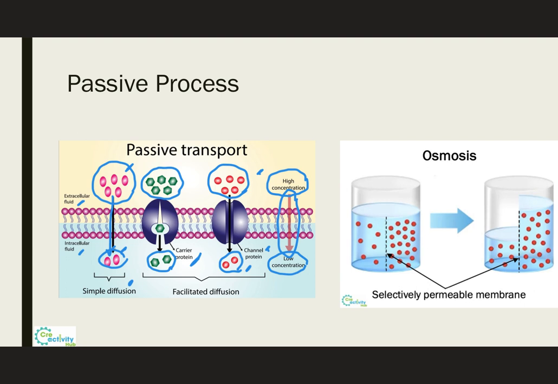Now, factors affecting this rate are going to be concentration gradient, the size, the charge, and the solubility of the solutes, temperature, and availability of the carrier proteins or the channel proteins. Substances involved can be glucose or amino acids.